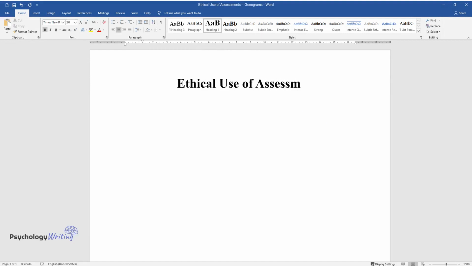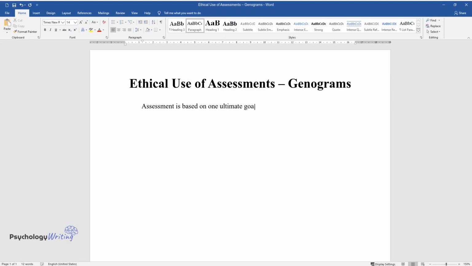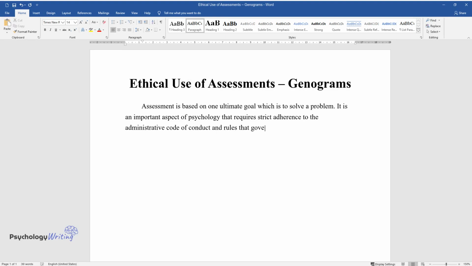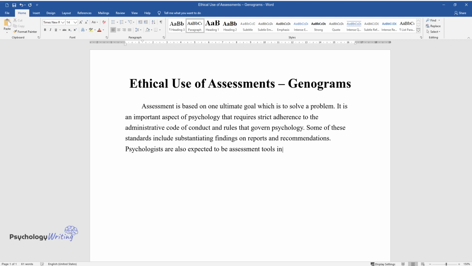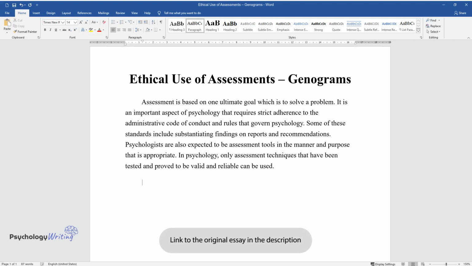Ethical use of assessments, genograms. Assessment is based on one ultimate goal, which is to solve a problem. It is an important aspect of psychology that requires strict adherence to the administrative code of conduct and rules that govern psychology. Some of these standards include substantiating findings on reports and recommendations. Psychologists are also expected to use assessment tools in the manner and purpose that is appropriate. In psychology, only assessment techniques that have been tested and proved to be valid and reliable can be used.